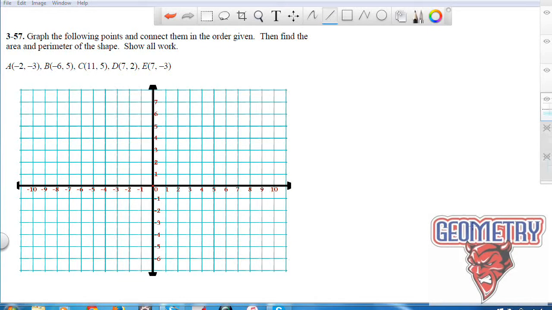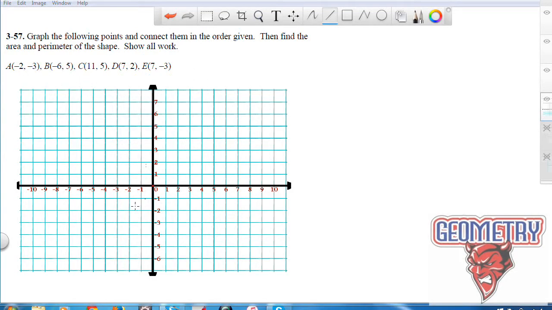Hello again, here we are, number 57 of Unit 3, and I'm not given a picture, we're just given these coordinates, and we're asked to plot the coordinates, connect the points, see what we get, and then find the area and perimeter of whatever we have here. So let's plot these points and see what we got here.